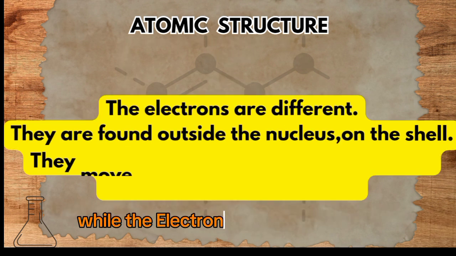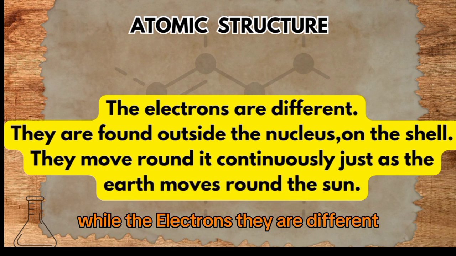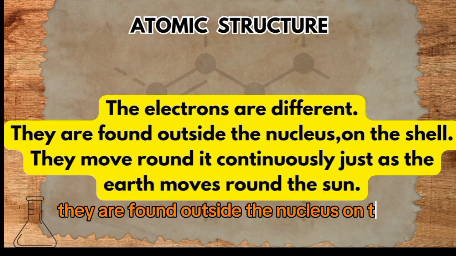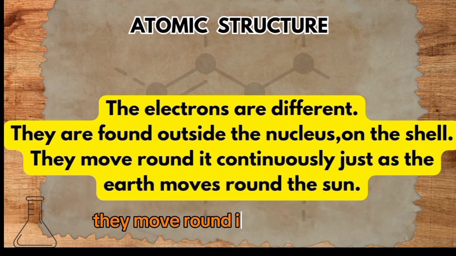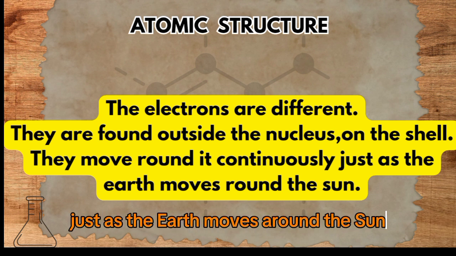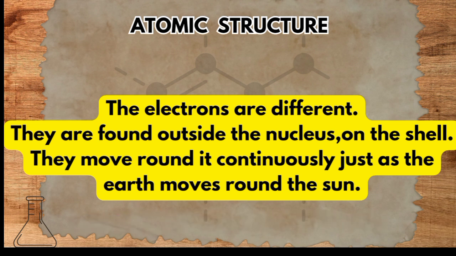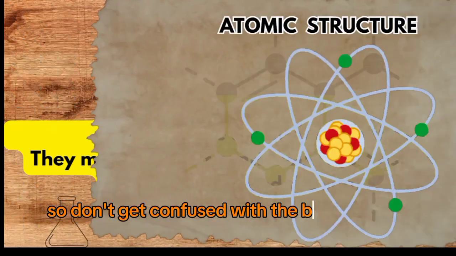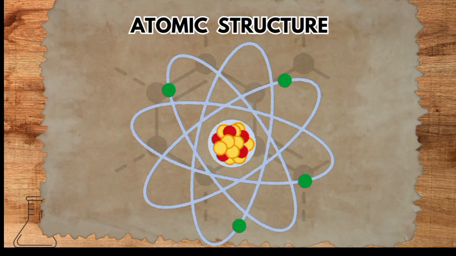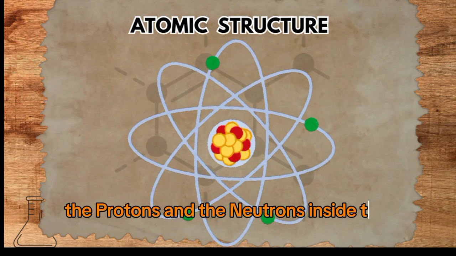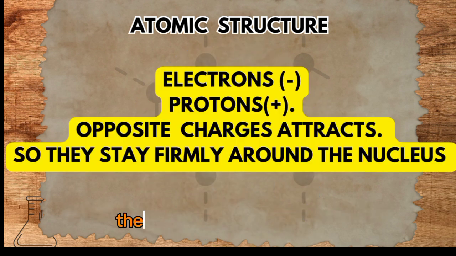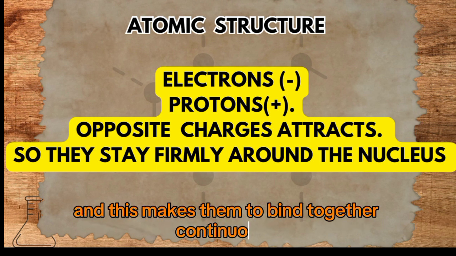While the electrons, they are different. They are found outside the nucleus on the shell. They move around it continuously, just as the earth moves around the sun. Do you understand? So don't get confused with the big grammar in chemistry. The protons and the neutrons are inside the nucleus of an atom, the electrons around the shell. The electrons are negatively charged, the protons are positively charged, and this makes them bind together continuously.